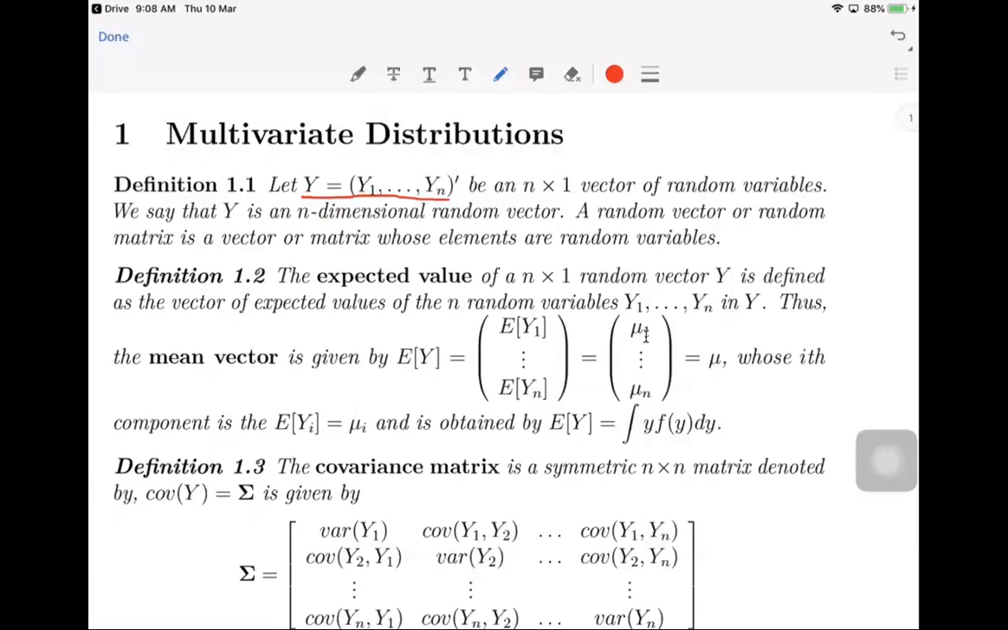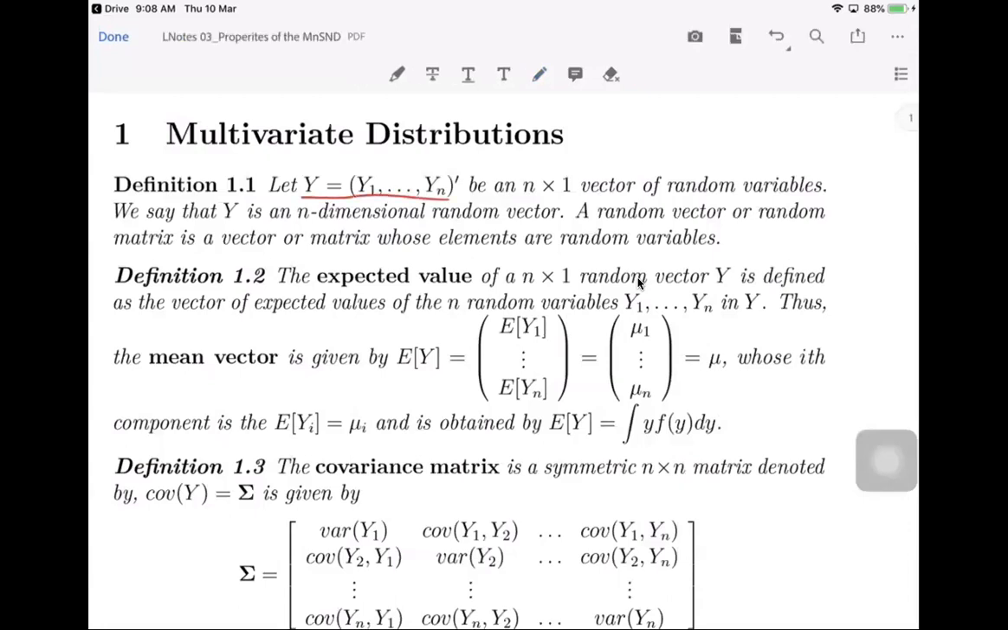So in this lecture note, we will study the multivariate normal distribution and the spherical normal distribution. So let's learn some definitions and notations first.